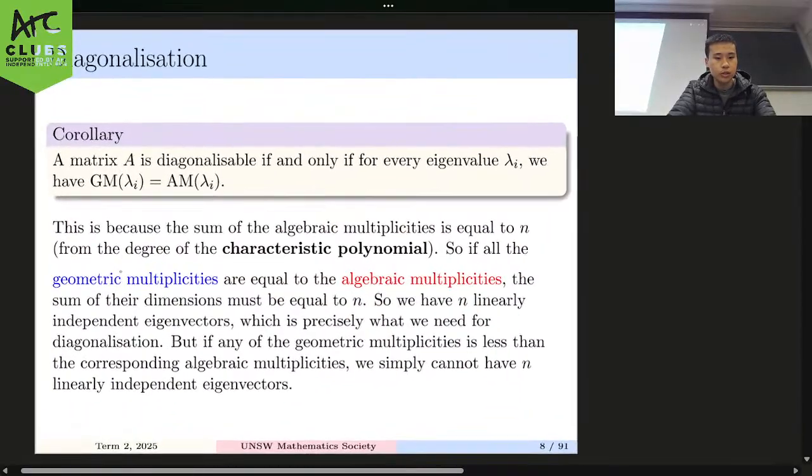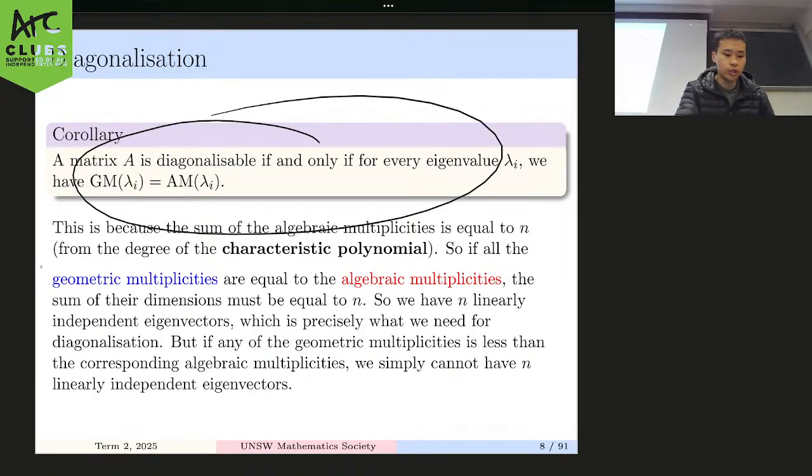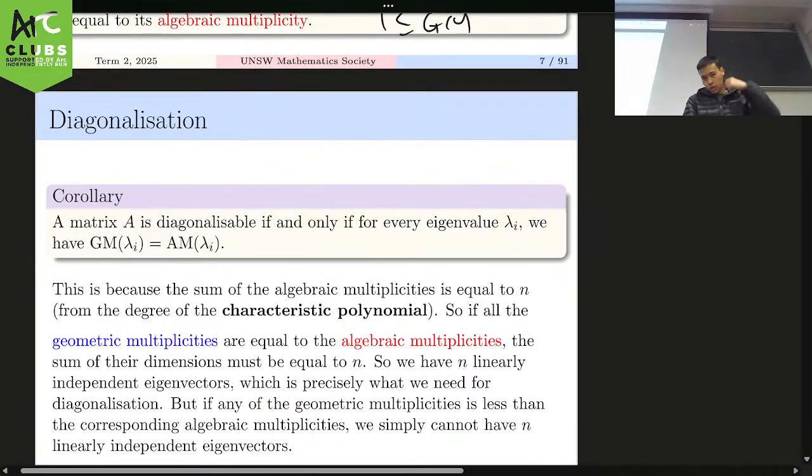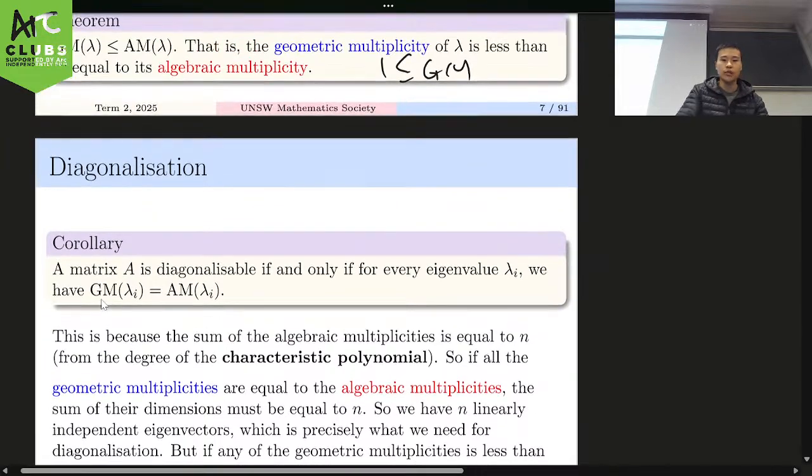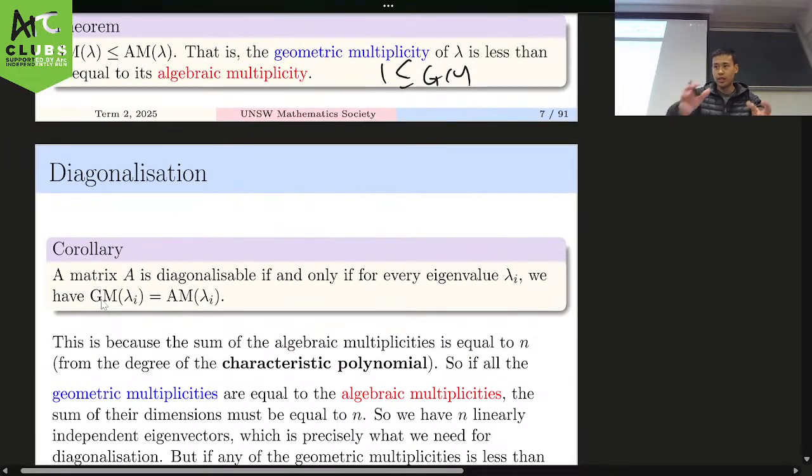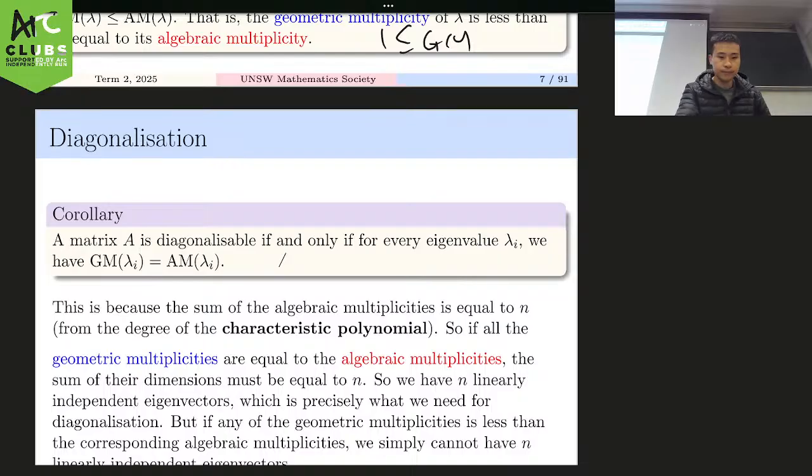Yeah, so kind of what I was saying before. A matrix is diagonalizable if and only if for every eigenvalue the geometric multiplicity is equal to the algebraic multiplicity. That basically says that for every single eigenvalue, we have enough eigenvectors to make up our matrix P. So that's kind of what this theorem here is saying.